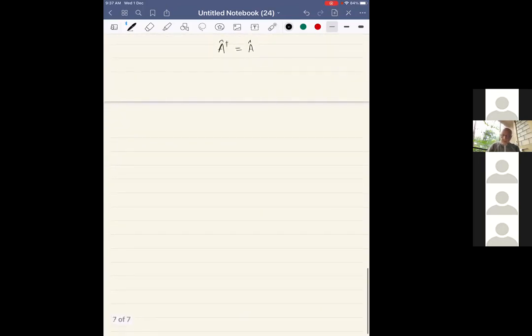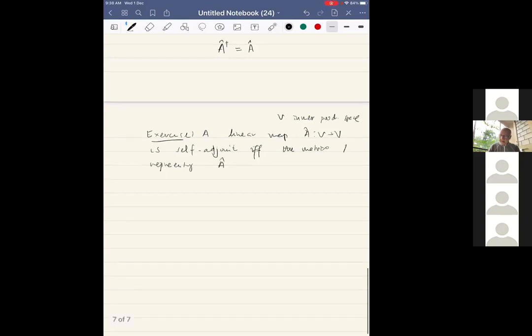So to summarize the previous discussion, and this is an easy exercise: a linear map A hat from V to V, with V, of course, always an inner product space, is self-adjoint if and only if the matrix A representing A hat is symmetric.